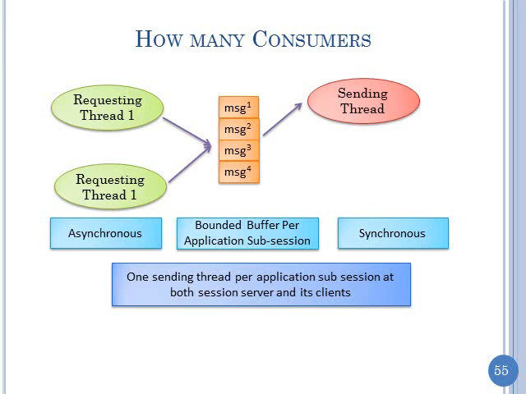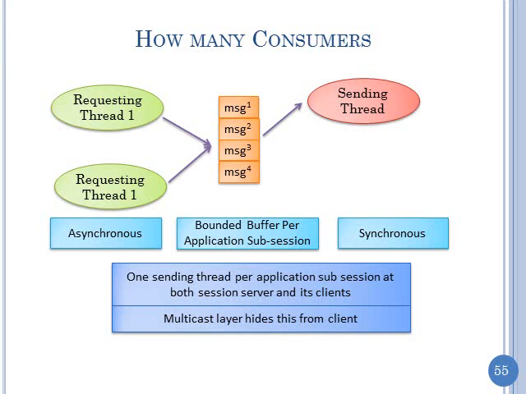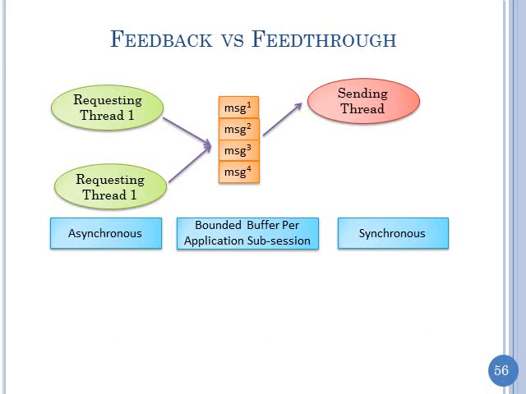So threading, by the way, concurrency issues are a big deal in distributed systems. Okay? And that's why when I said prerequisite, I said you guys should all know threads through some means, either through operating systems or through some other means. Okay. So the multicast layer hides this from the application.